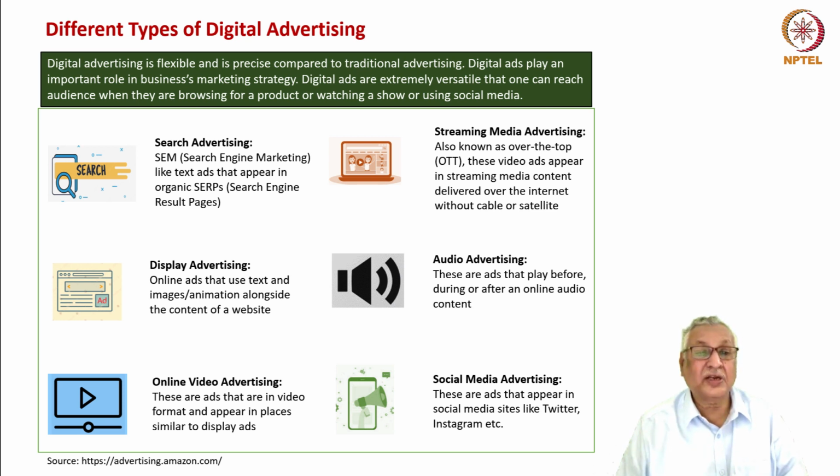So, such advertising includes text ads that appear in the organic search engine results pages. Then you have display advertising in terms of online ads that use text and images as well as animation alongside the content of the website. Then you have online video advertising, which are in video format and appear in places similar to display ads. Then you have streaming media advertising, also known as over the top advertising, in streaming media content delivered over the internet without cable or satellite. Then you have audio advertising, ads that play before, during, or after online audio content. And finally, social media advertising, ads that appear in social media sites like Twitter, Instagram, etc.